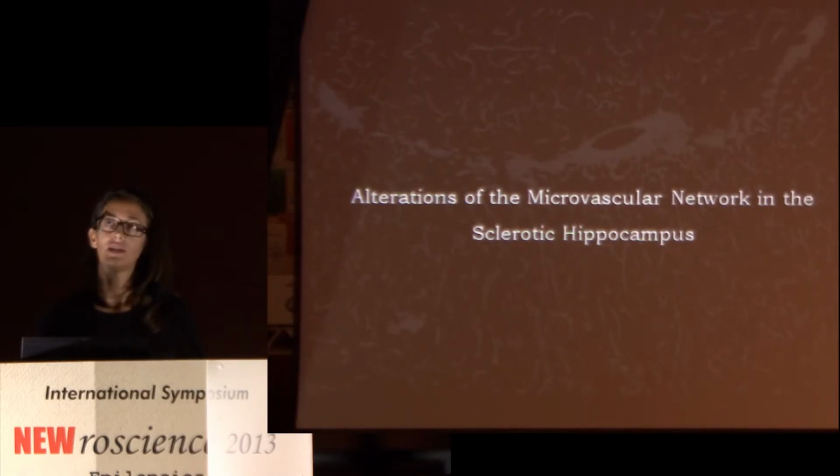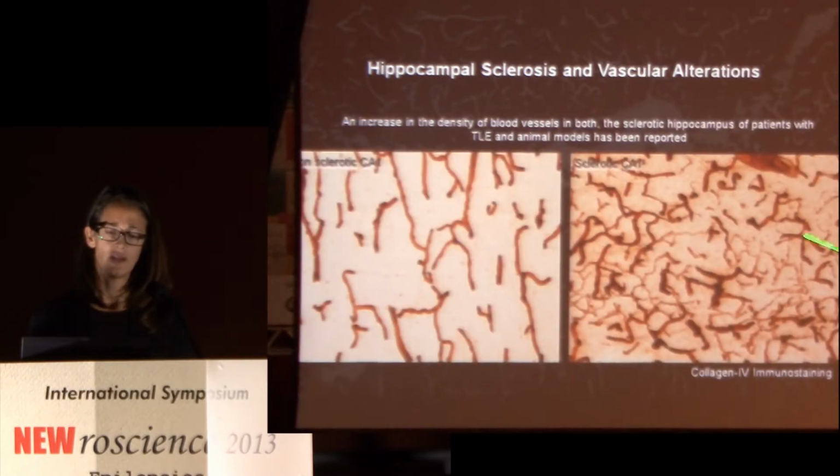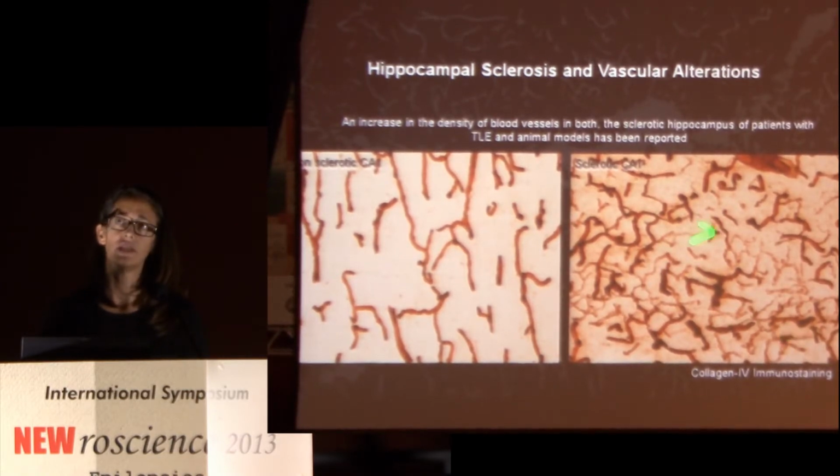The second part of my results is focused on the study of the alteration in the microvascular network in the sclerotic hippocampus. This alteration in the vascular system has been widely studied previously, and an increase in the density of blood vessels was reported in the sclerotic hippocampus of both patients with TLE and animal models. As we can see here, several studies have reported an increase in the number of blood vessels in the sclerotic CA1 compared to normal tissue.